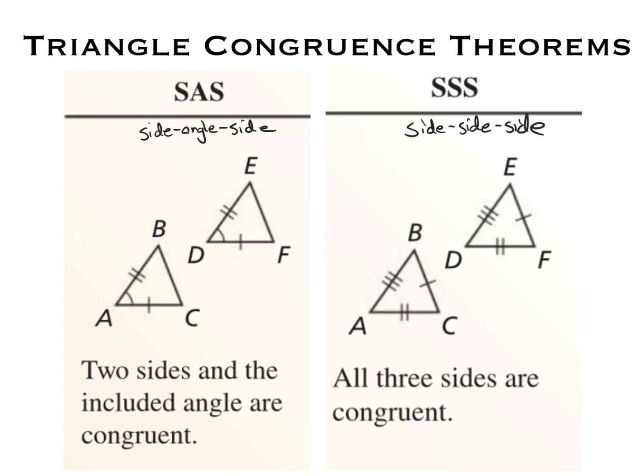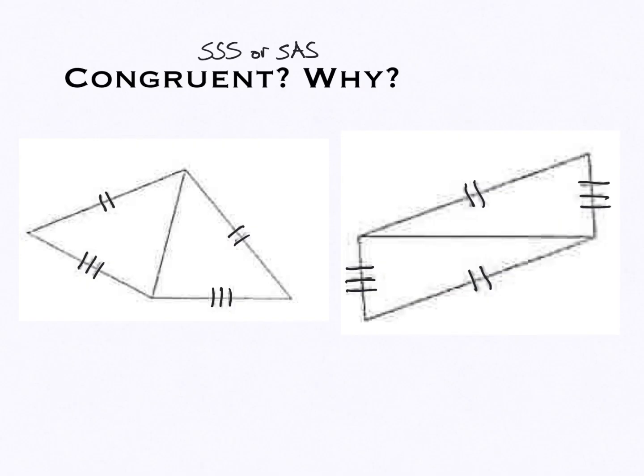Whereas SSS, or side, side, side, this is probably the easiest one out of all five of them. I know we're just covering two today, but out of all five, to me, these are the easiest. If all three sides are congruent with each other, then you know that they're congruent triangles. Okay? All right, so let's solve these two. They ask me, are they congruent? And if they are, why? Remember, we're just looking at SSS and SAS today.